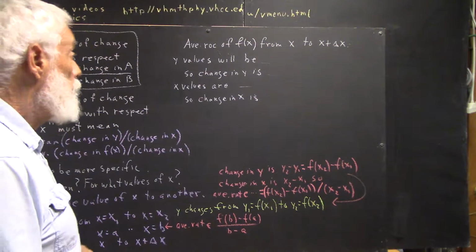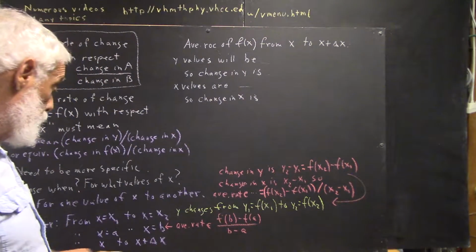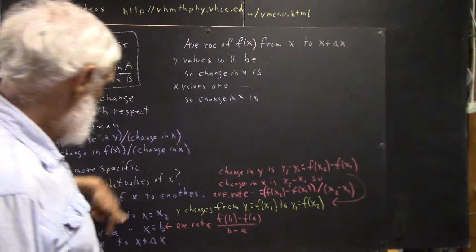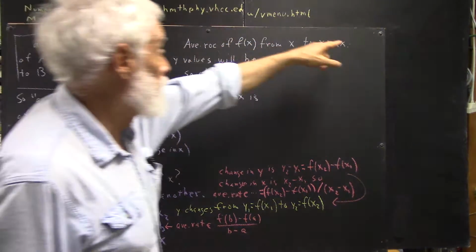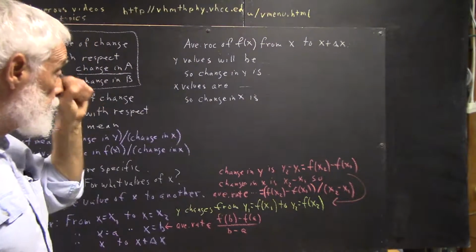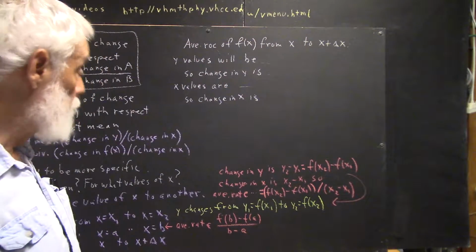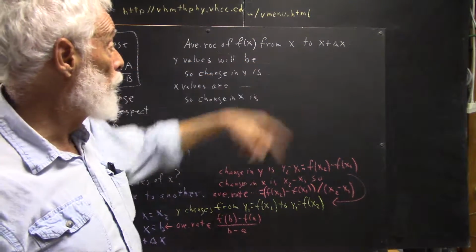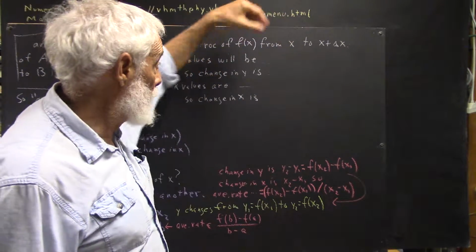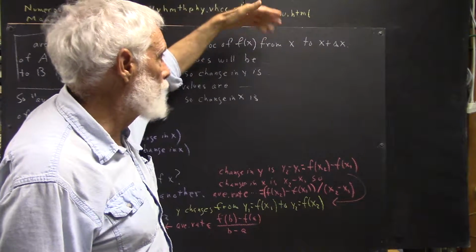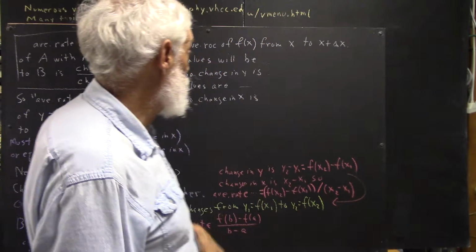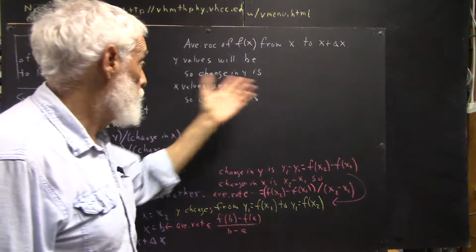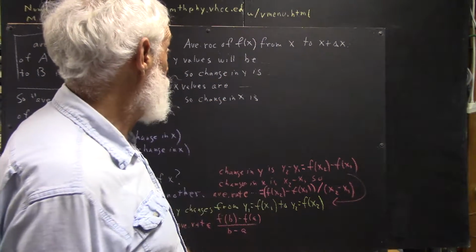Okay, if we have this situation, we're finding the average rate of change of f of x from x to x plus delta x. So, if you haven't got it already, fill in the blanks. The y values will be what? If we go from x to x plus delta x, what are the two y values? And then what is the change in y?